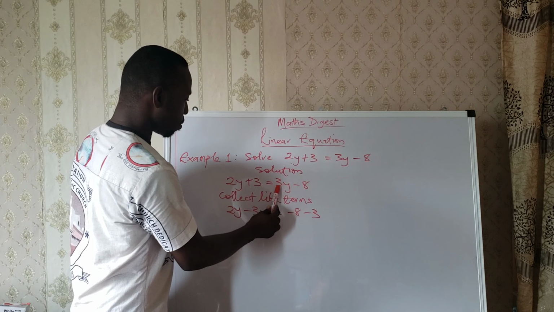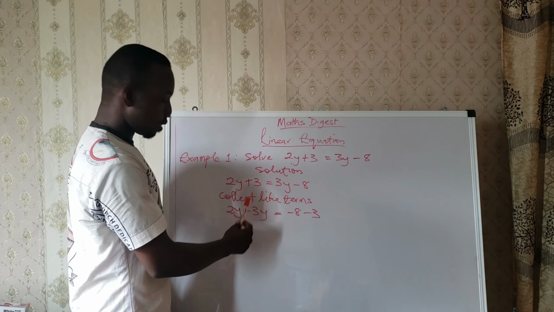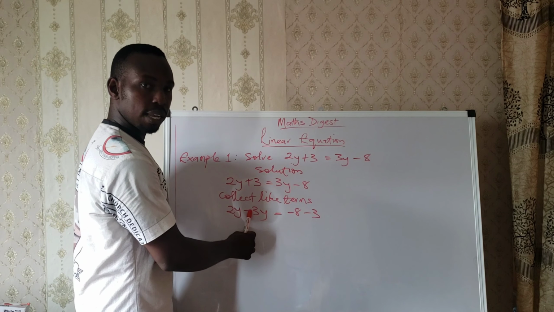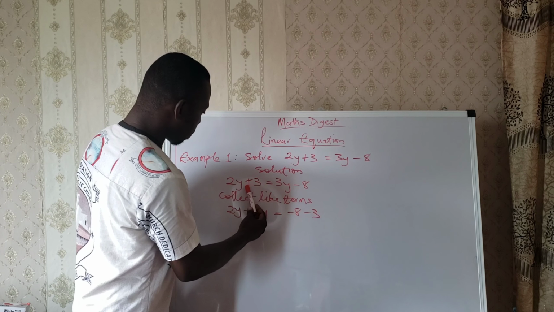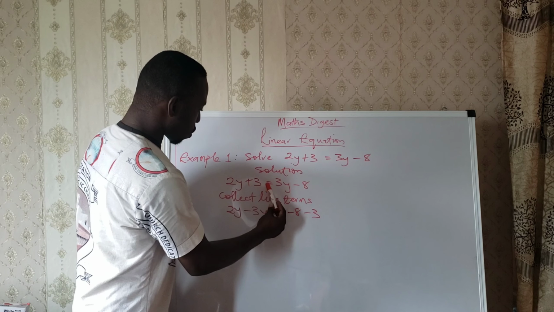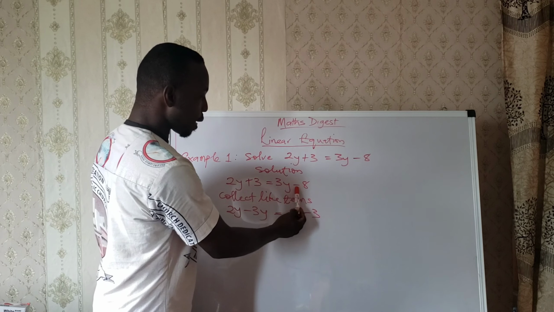Now this plus 3 crosses this equality sign to the left hand side. The sign changed to what? Negative. Okay? While this plus 3 crosses the same equality sign to the other side, right hand side, to meet this minus 8.